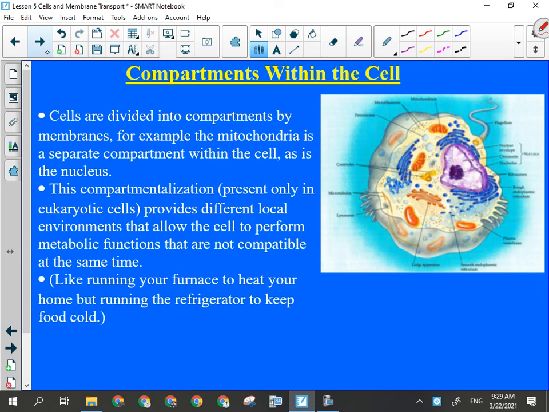So that compartmentalization that's present only in eukaryotic cells, that's cells like we have, cells with a nucleus, provides different local environments that allow the cell to perform metabolic functions not compatible at the same time. So it's very much like your house. Your house has 3 environments in it in terms of temperature. The part of the house where you live, that would comprise the bulk of the internal volume of your home. You keep that somewhere between 20 and 22 degrees Celsius.